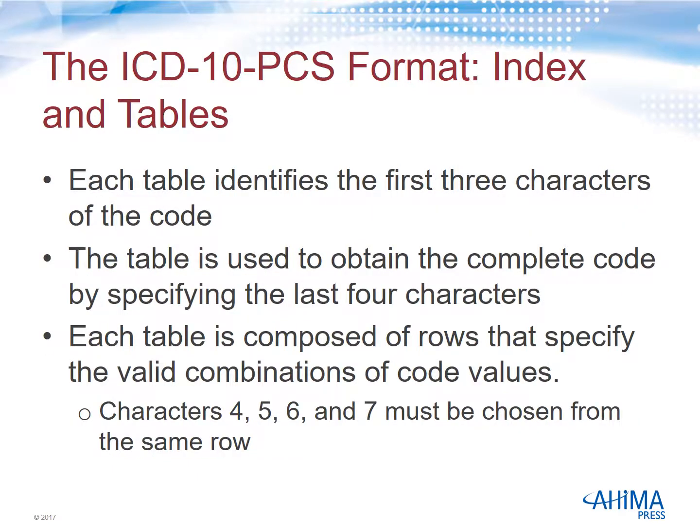Each table identifies the first 3 characters of the code. The table is used to obtain the complete code by specifying the last 4 characters. Each table is composed of rows that specify the valid combinations of code values. Characters 4, 5, 6, and 7 must be chosen from the same row.